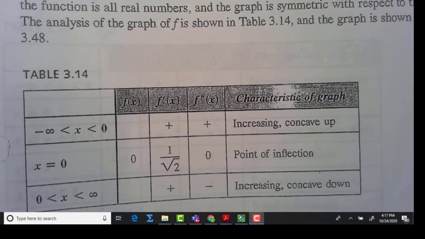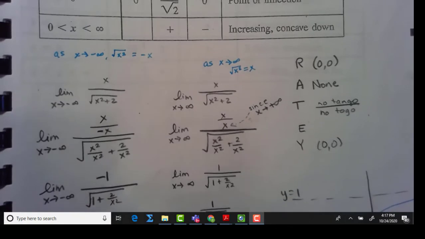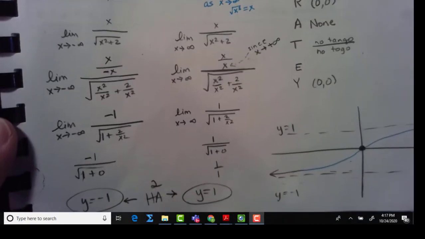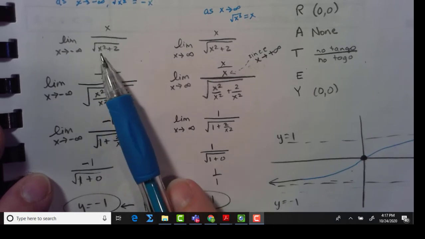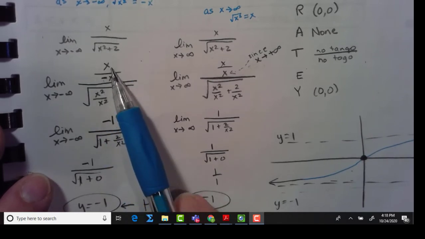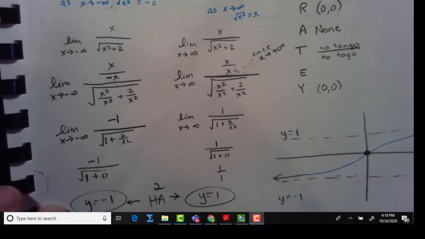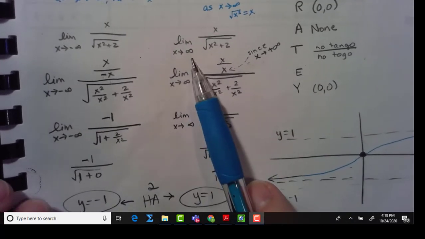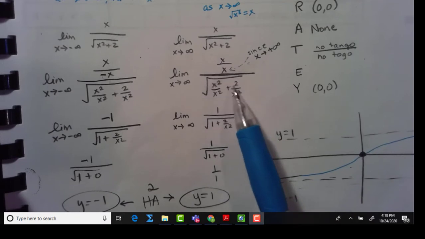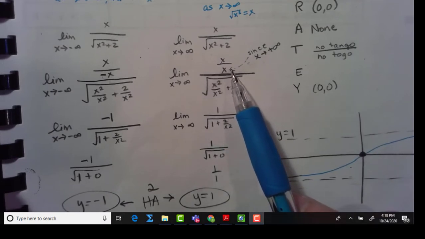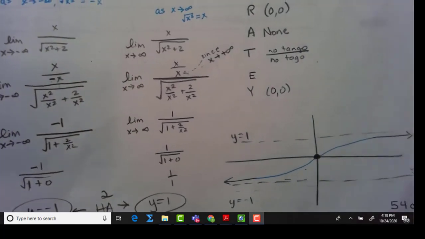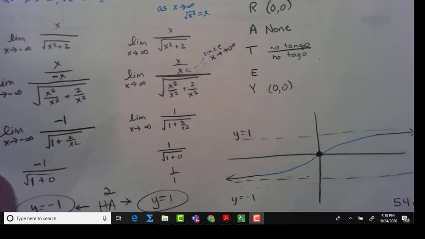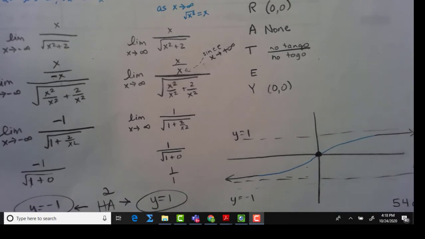Again, to find those horizontal asymptotes from the previous lesson in section 3.5, as we go to negative infinity, we're going to divide everything by x squared underneath and negative x on top, and we get y equals negative 1. As we go to positive infinity, we're going to divide by x squared on bottom under the radical and positive x on top. We get y equals 1. There's your two horizontal asymptotes, a sketch of the graph, concave up, concave down. Again, read the comments on this at the beginning of the section.